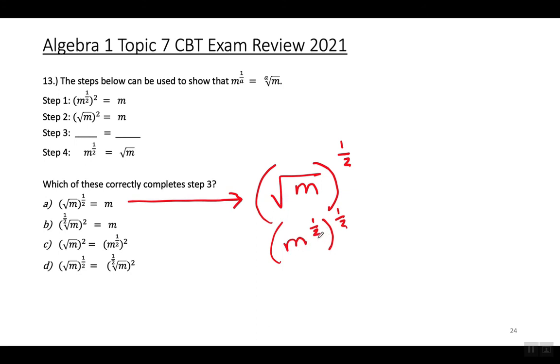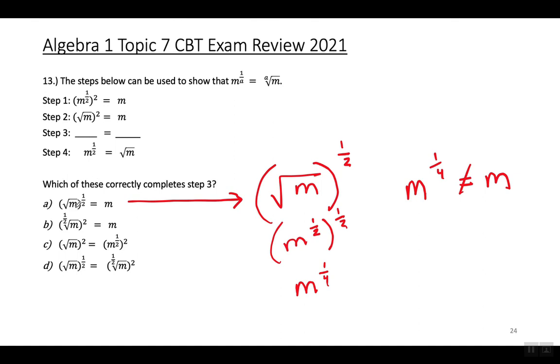Okay, and now I have an exponent raised to the power of another exponent. What do you do when you have that? You multiply them. That's going to equal m to the 1/4 power. So basically, for letter A, the left side equals m to the 1/4 power, that does not equal what it says on the right-hand side, which is m. That does not equal each other. You see what I'm saying?